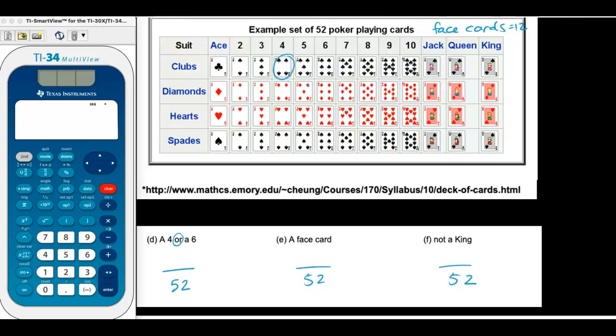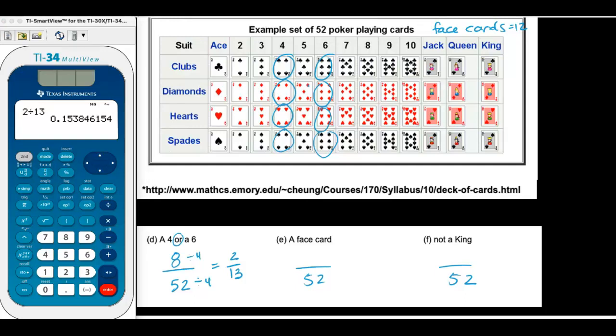So I go up to my sample space and I just start counting. There are 1, 2, 3, 4 cards that are 4, and then 5, 6, 7, 8. So 8 altogether that are either a 4 or a 6. And so I could reduce by dividing both by 4, which gives me 2/13. And I could just say 2 divided by 13 to get the decimal.